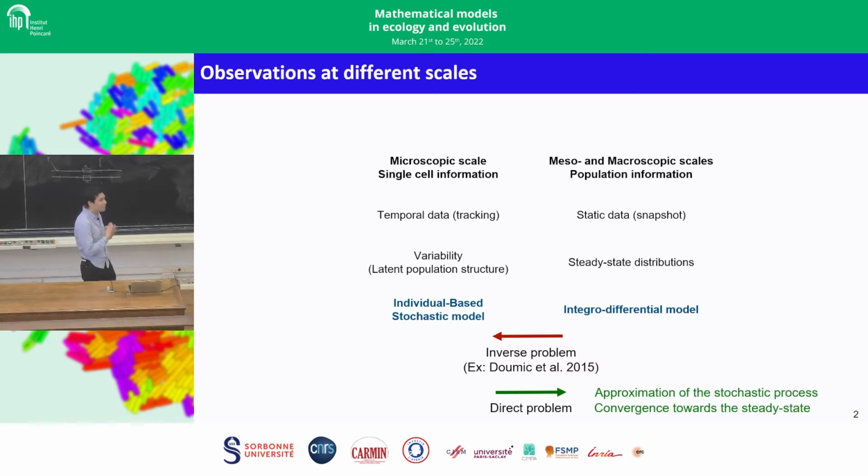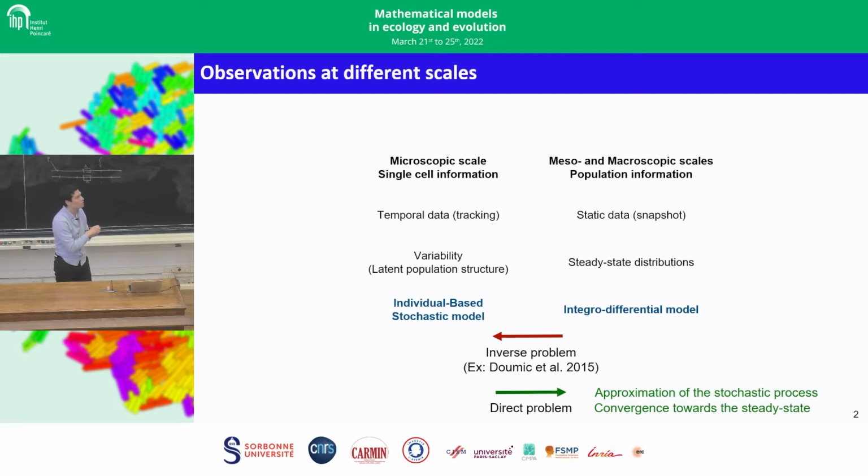So from a mathematical perspective, we'll construct an individual-based model for the microscopic scale and try to relate that to the integro-differential models and macroscopic models that we see when we formulate the population models. So we're going to go in the direction of the green arrow, what we call the direct problem. So we will pass from the microscopic data to the macroscopic one.